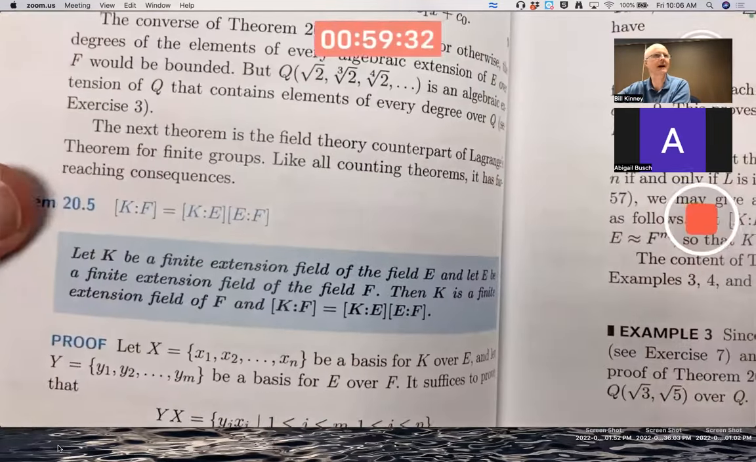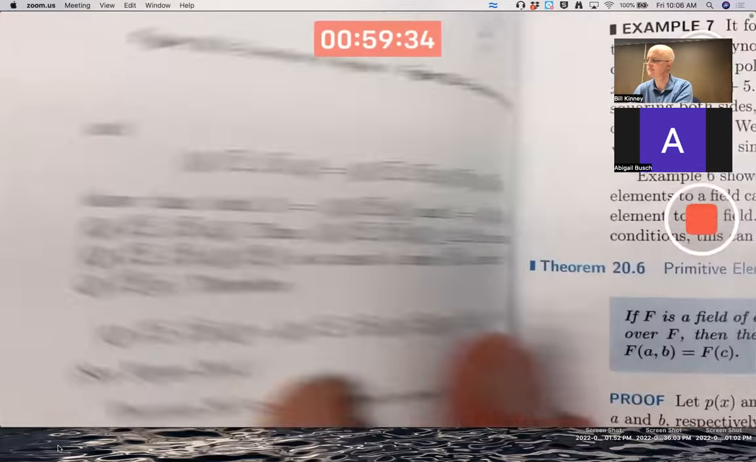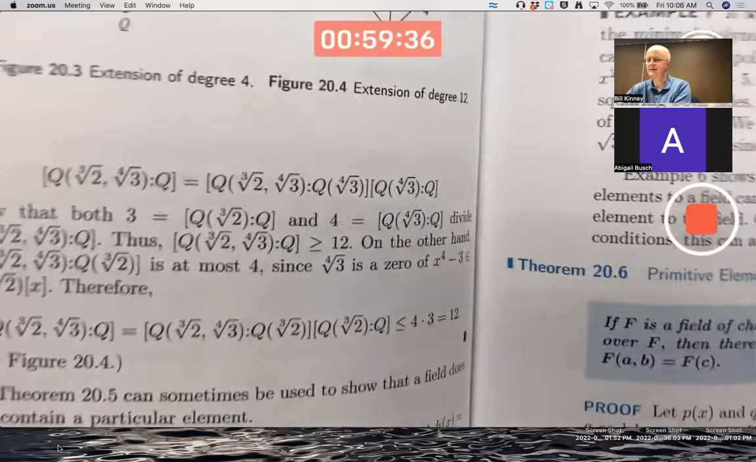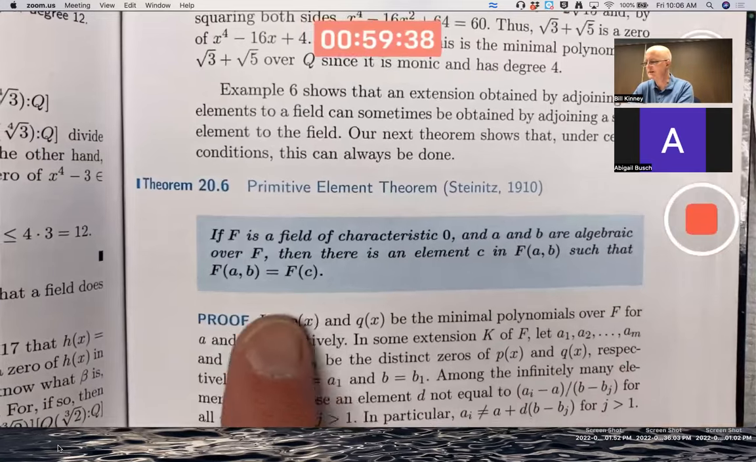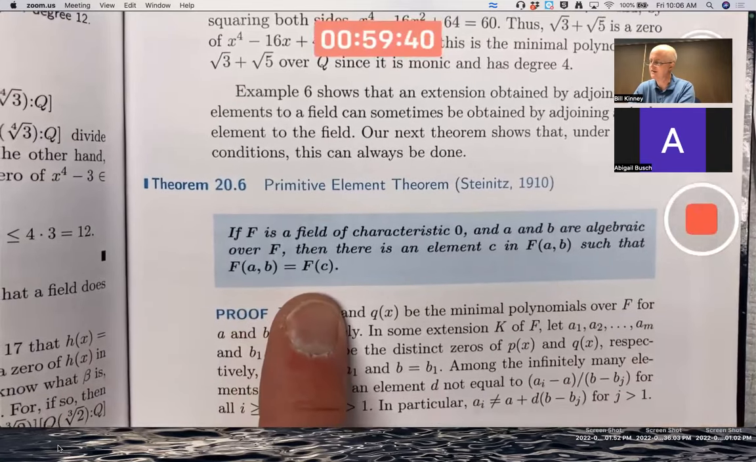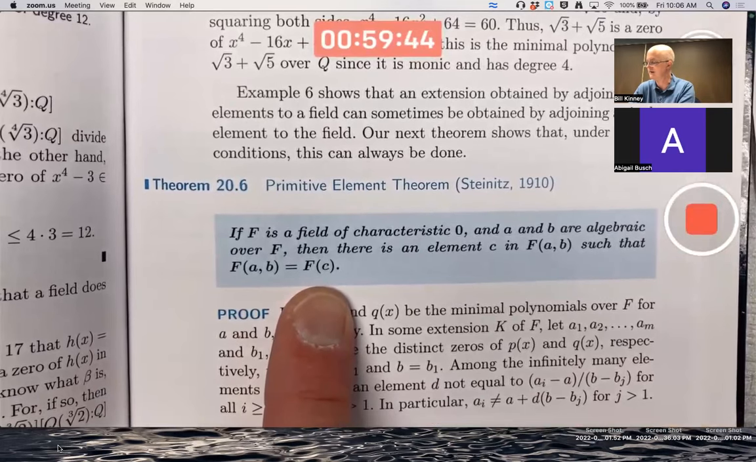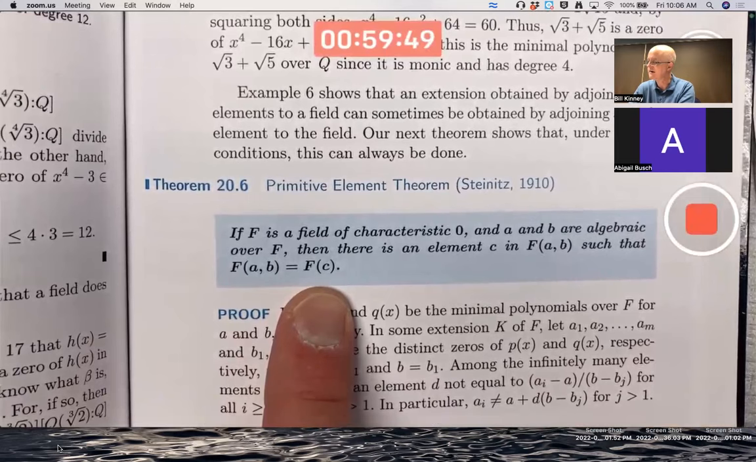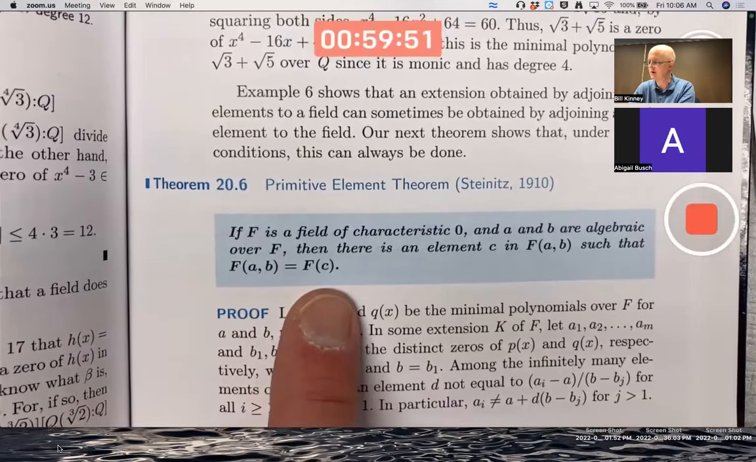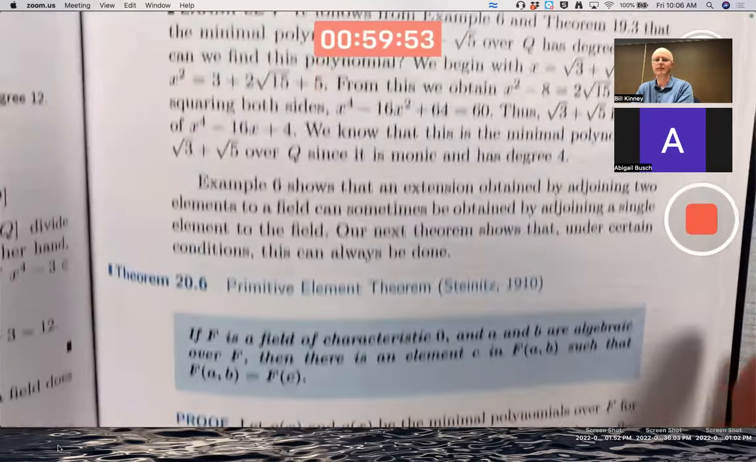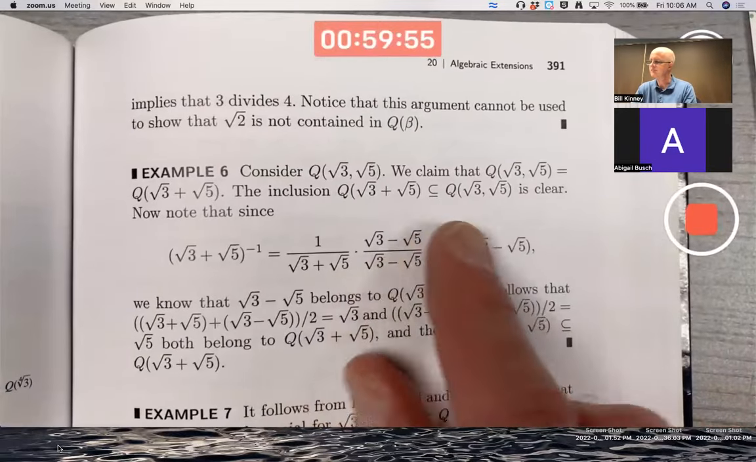We mostly consider lots of examples as we're considering these topics. And we're always hoping for our examples that we could write the extensions as what are called simple extensions. And this theorem guarantees you can when the field has characteristic 0 and when the elements A and B are algebraic. You can find a C where that's true. And this was one of the main examples we talked about.